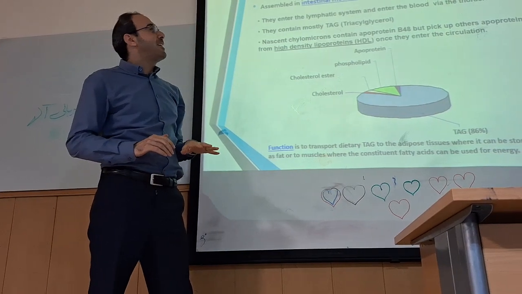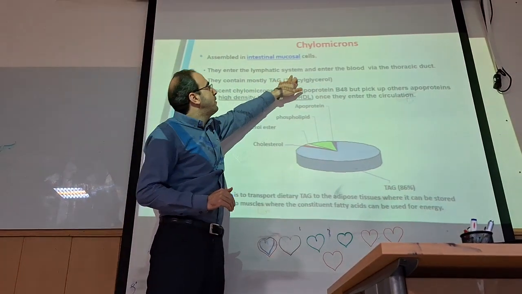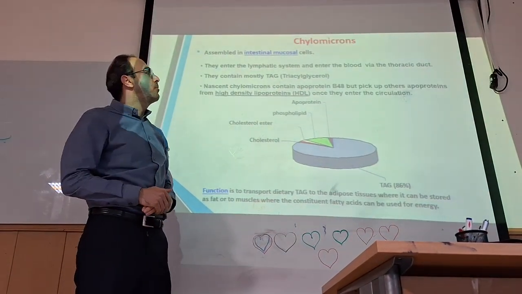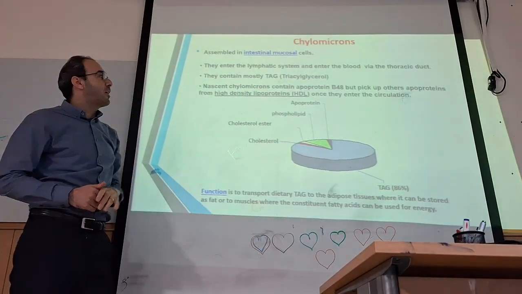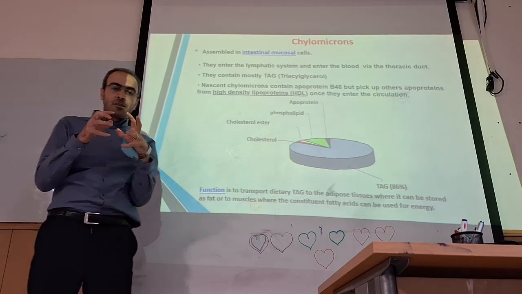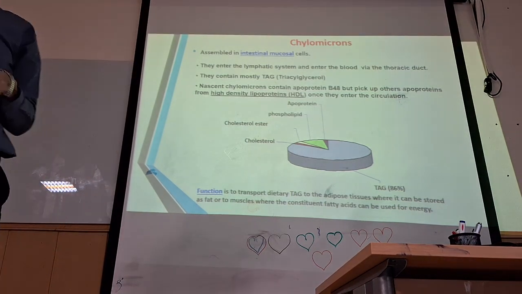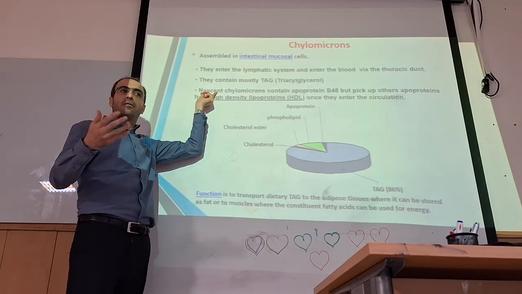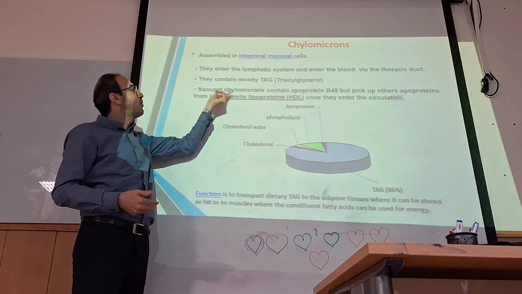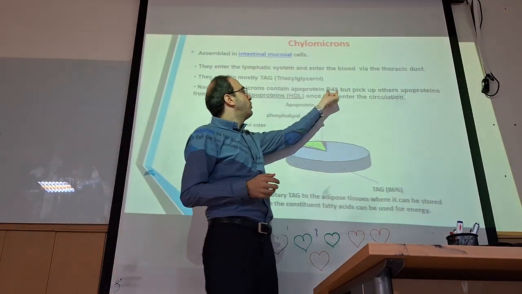So, chylomicrons are assembled in the intestinal mucosa. Then they enter the lymphatic system and then the blood circulation. They contain mostly triglyceride. First of all, when these lipoproteins are synthesized in our body, they are known as nascent, or neonate, or infant. Nascent chylomicron. These nascent chylomicrons contain just ApoB48.